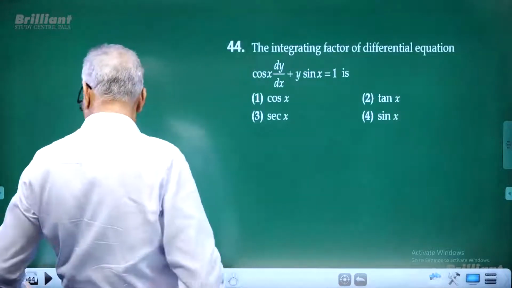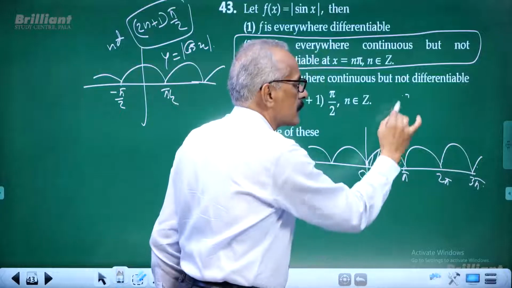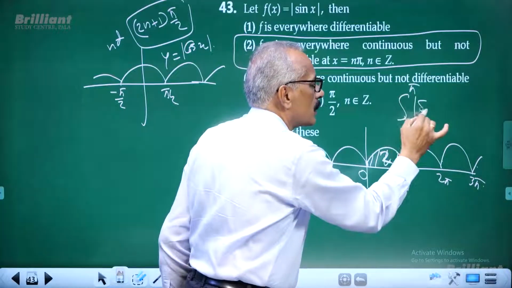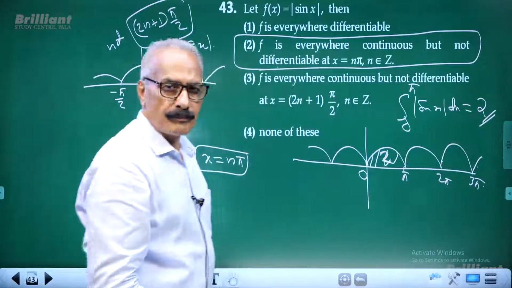And you know, one more point. What's the area of this one? It is always 2 square unit. That is integral 0 to pi modulus of sin x dx. That is 2 always. Keep in mind. Okay.